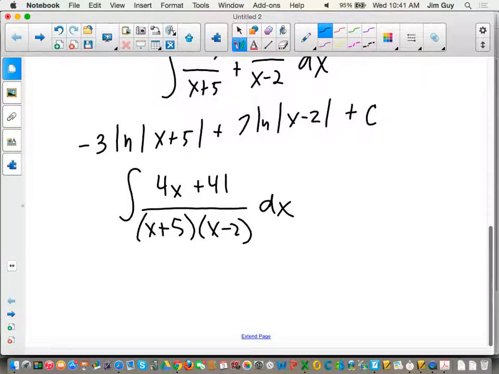Okay, this is a trick that I've only seen one time in one book. And the book calls it the Heaviside method. I don't know, maybe it's named after Mr. or Mrs. Heaviside. I'm not too sure. Not the most flattering of last names, but that's what they call it.